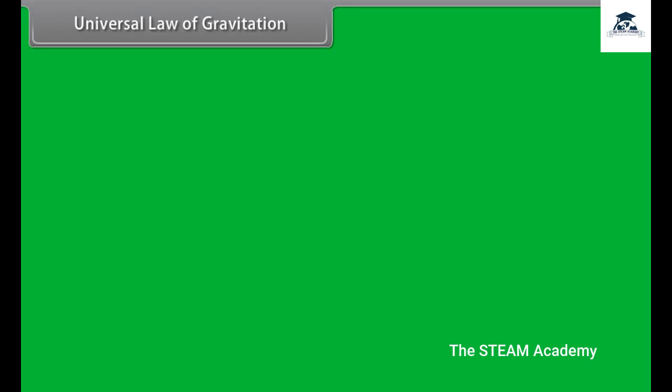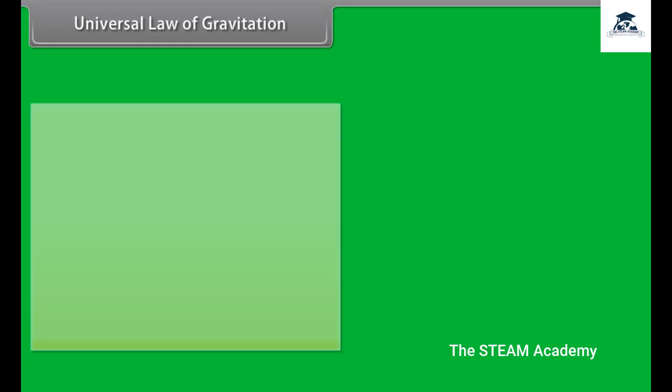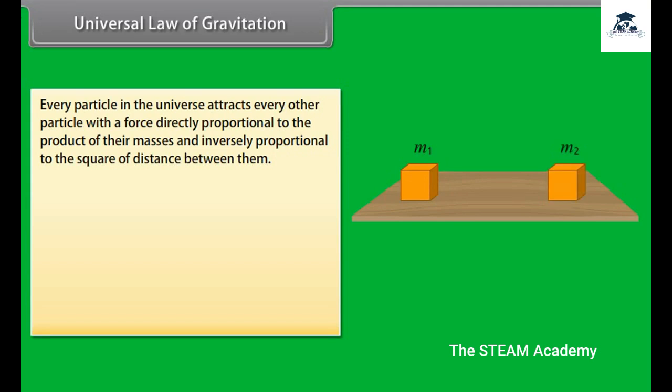Universal Law of Gravitation. According to Newton's law of gravitation, every particle in the universe attracts every other particle with a force directly proportional to the product of their masses and inversely proportional to the square of the distance between them. The direction of this force is along the line joining the two particles.